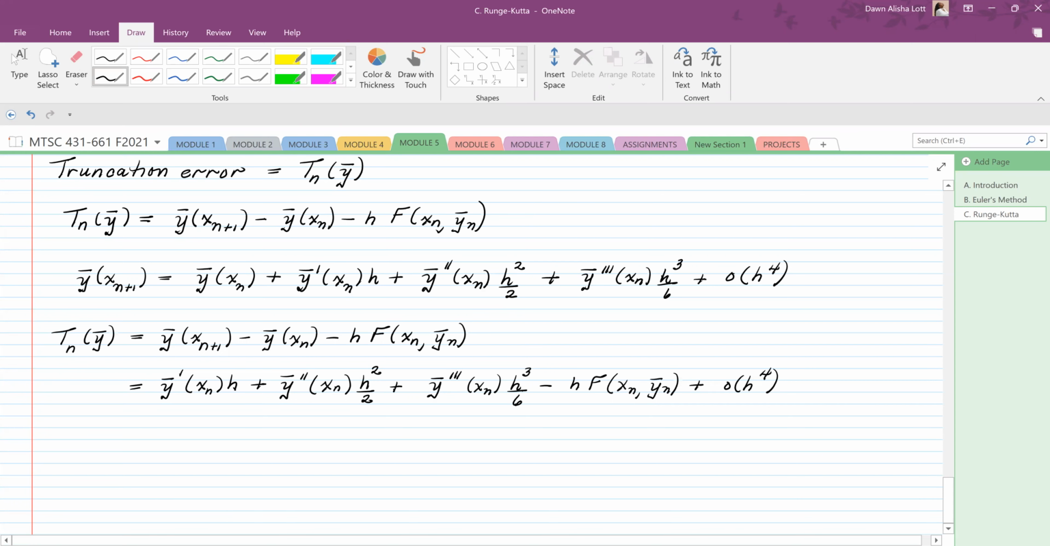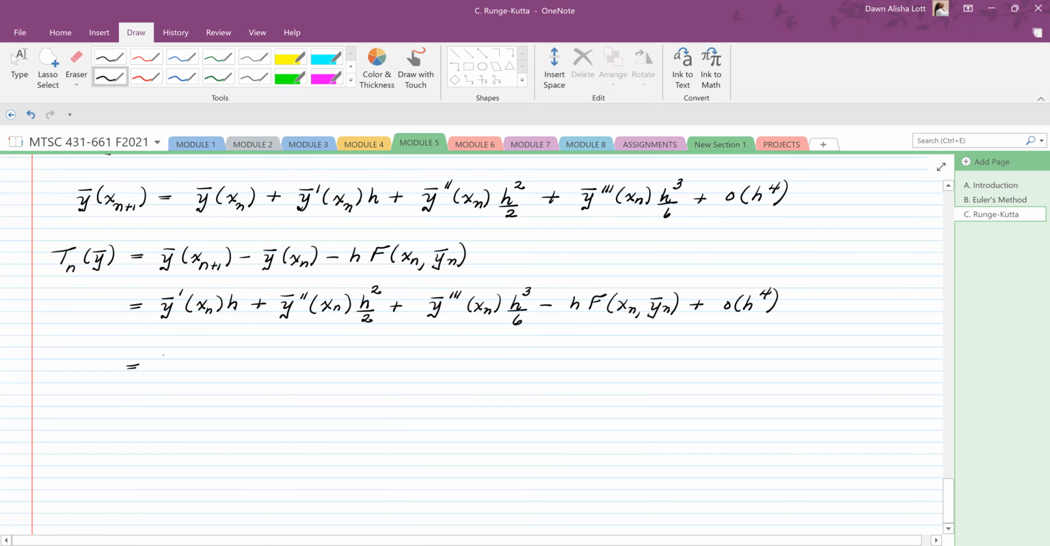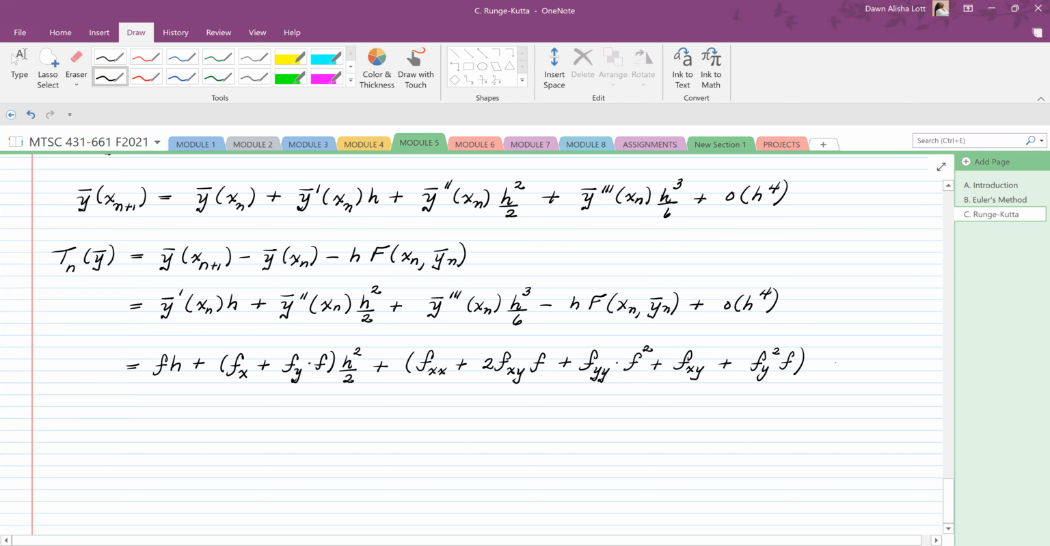Okay, now let's plug everything in. This is going to give me f, little f times h, plus f sub x plus f sub y times f times h squared over 2 plus, this is long, f sub xx plus 2 f sub xy times f plus fyy times f squared plus f sub xy plus fy squared f times h cubed over 6.